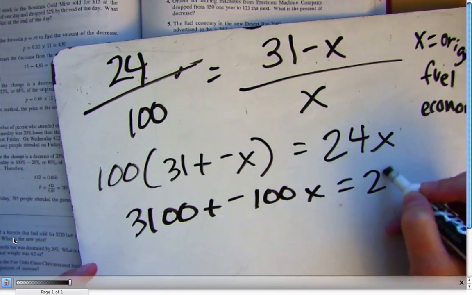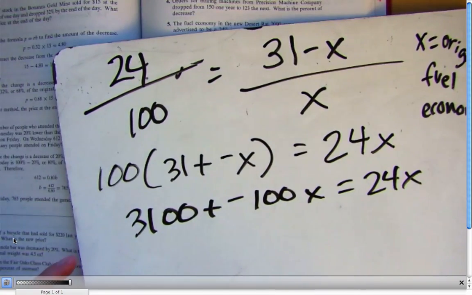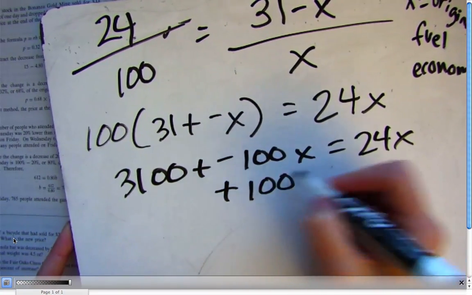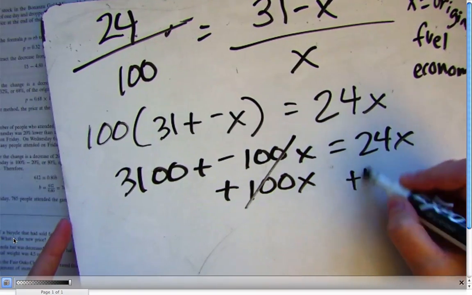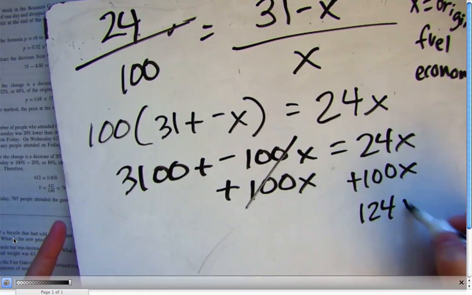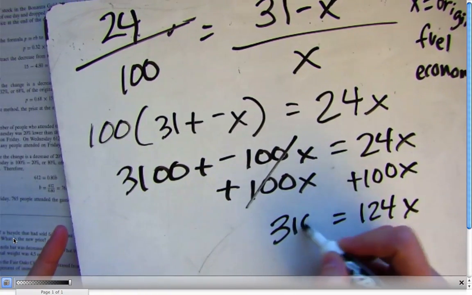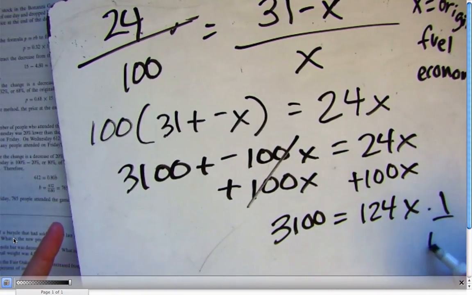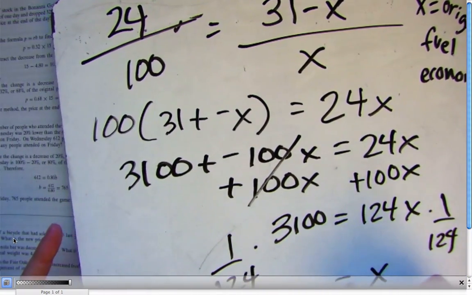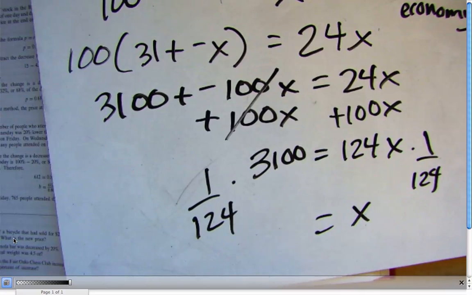All right, at this point, I have an X on both sides. So remember the way you deal with that is you add the opposite of one of them. I'm going to pick the negative 100X to add a positive 100 because that gets my X's isolated away from this other number. So I have 124X equals 3100. Do the reciprocal. Now go ahead and divide that out.